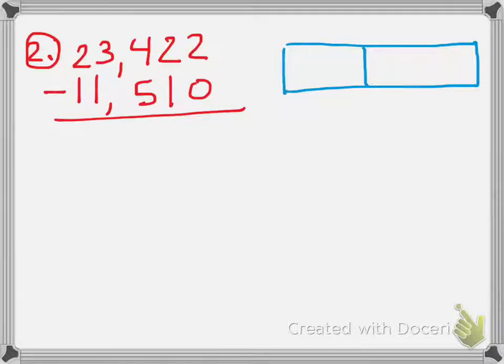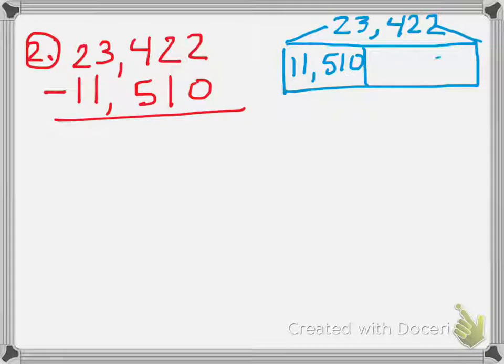Okay, I'm going to plug these numbers into our tape diagram. This is my whole on the top, which is both of these parts put together. So the whole is 23,422. All right, my one part is 11,510. I'm going to put X for my missing part. We don't know what that part is yet. That's what we're going to be finding out.